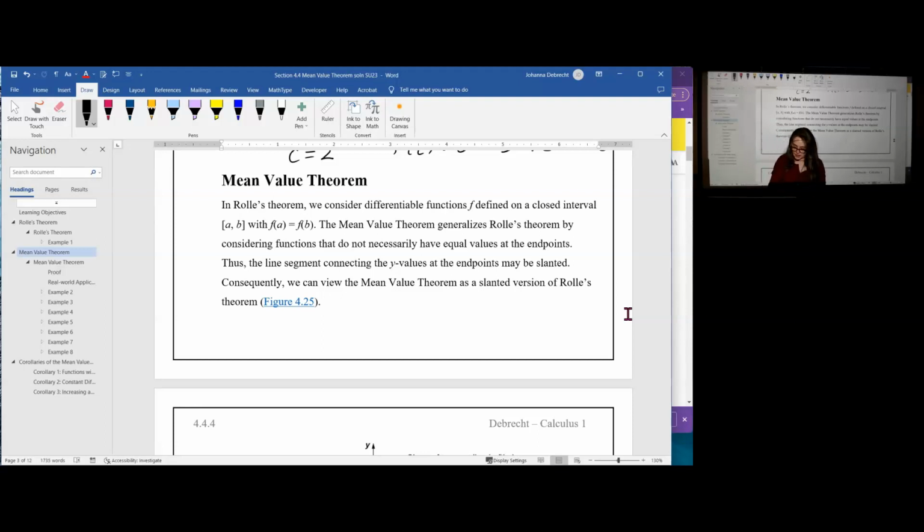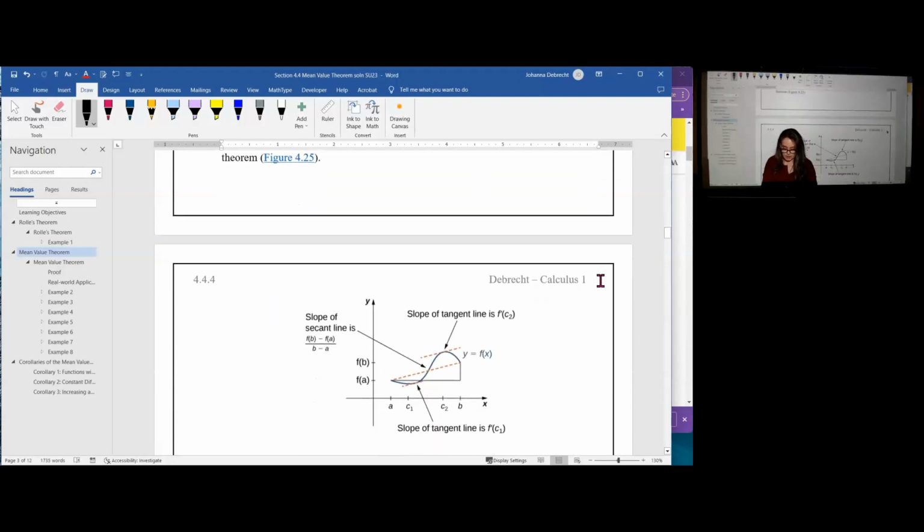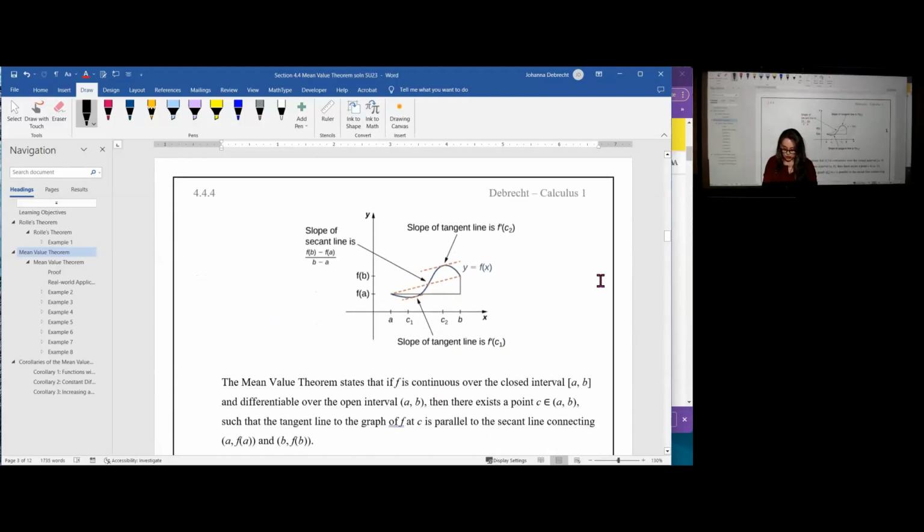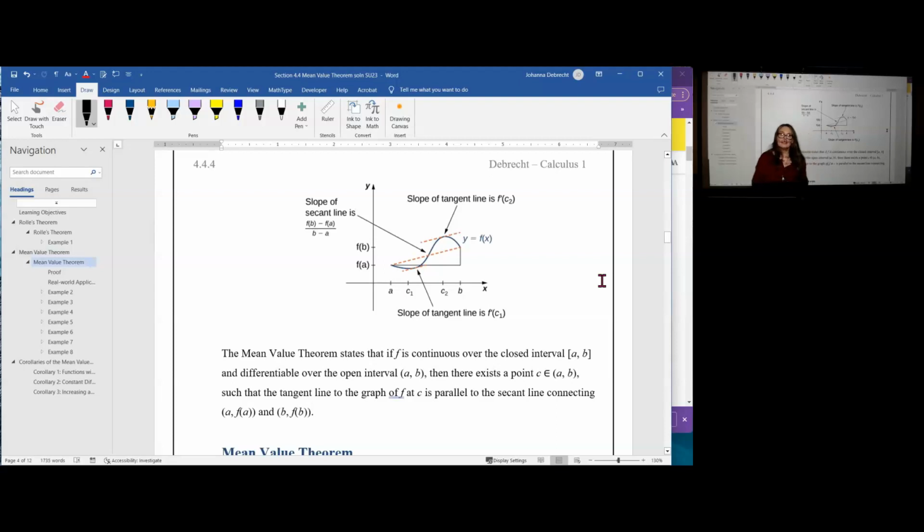We can kind of think of the mean value theorem as a slanted version of Rolle's theorem. In fact, Rolle's theorem is more a horizontal version of the mean value theorem. The mean value theorem is more general. Rolle's theorem is just a special case of it.